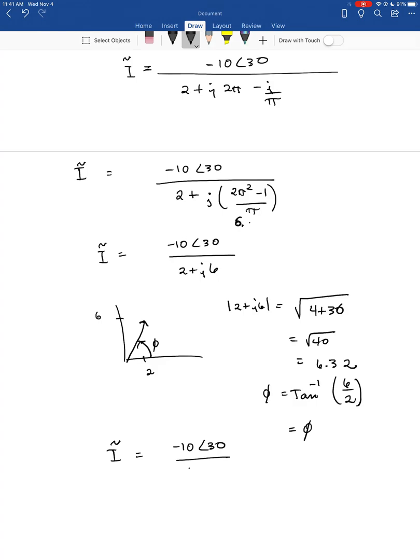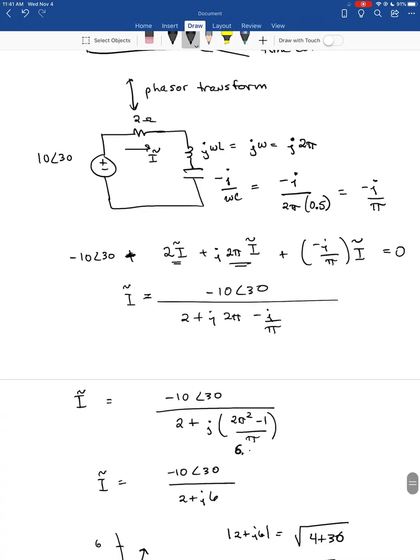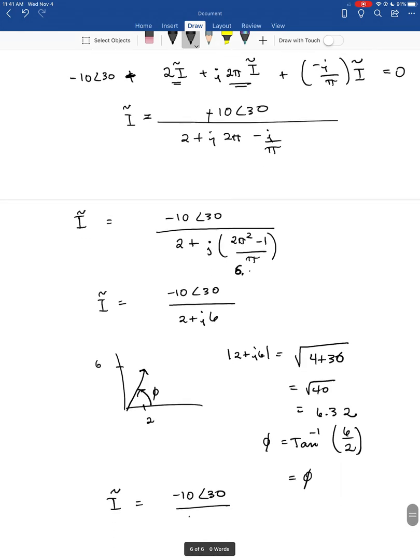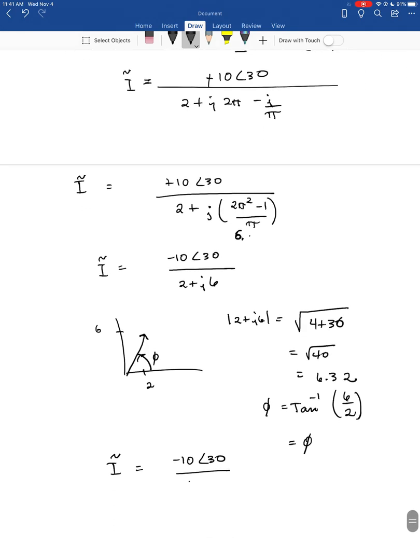Okay, so I is minus 10 angle 30 over... How am I getting minus? That should not be minus. That should be plus, because this moves over to the other side of the equal sign. So plus, plus, plus. All right. So now in the denominator we have 6.32 angle phi.